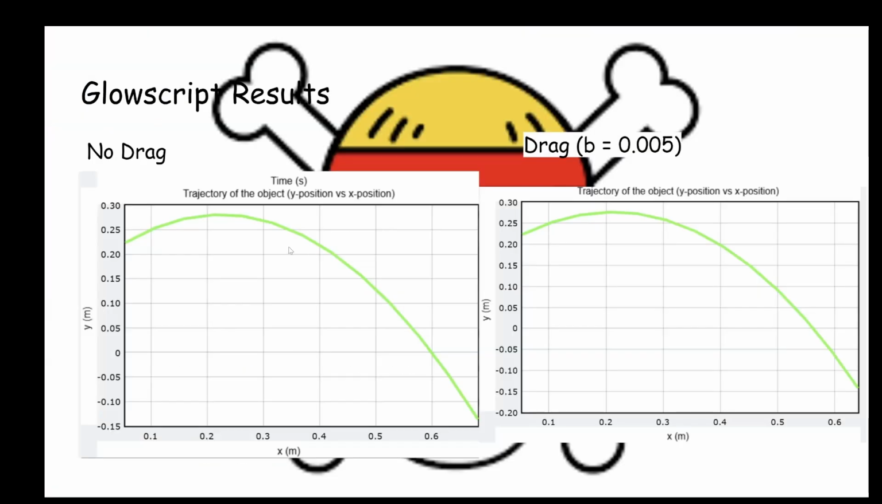GlowScript results. So no drag. On the left we have no drag, and it went to about 0.7 in x, and then for the one on the right, we have around 0.65. So you can see that on the left it went a farther position than it did on the right.